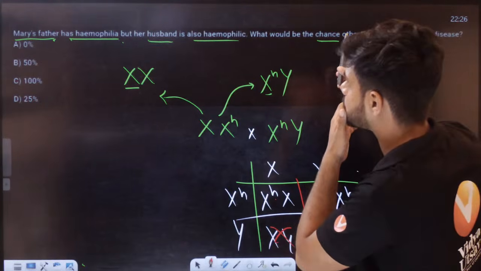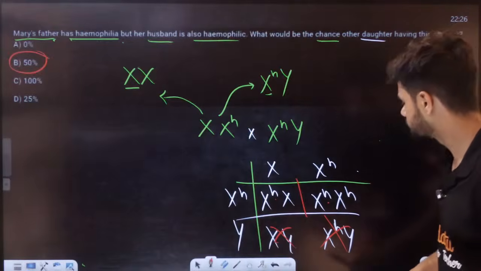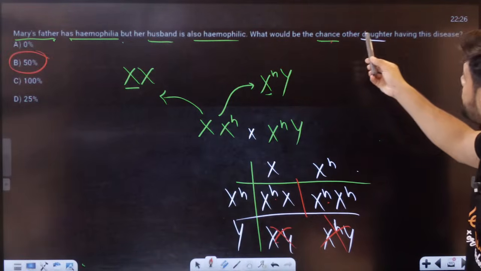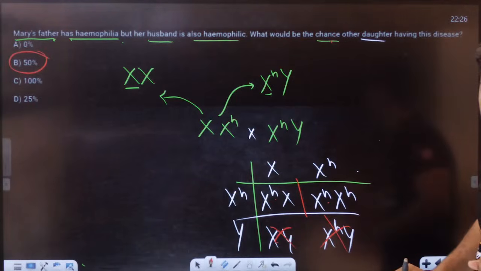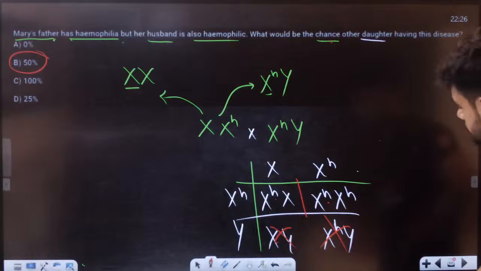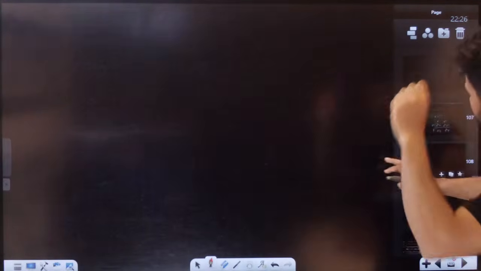So this has to be 50%. 50% has to be the answer, not 25. What would be the chance of the daughter having the disease? Daughter is 50%. 50% is the answer technically, not 25. So you'll get such questions, students. I'll give you one more question from my Tatva here.